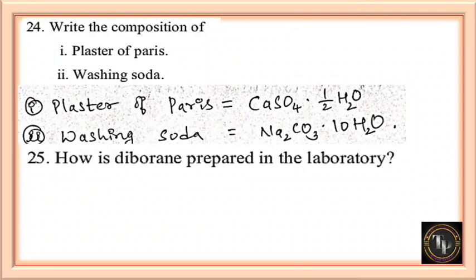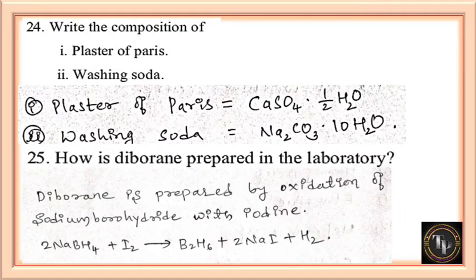How is diborane prepared in the laboratory? Diborane means B2H6, prepared in the laboratory, they are asking. Diborane is prepared by oxidation of sodium borohydride with iodine. Oxidation of sodium borohydride with iodine, NaBH4 plus I2. So two molecules of Na and I are eliminated as 2 NaI, H2 is eliminated, so you will get B2H6, diborane.